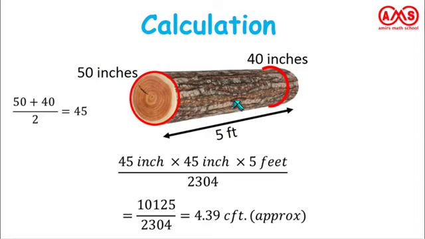So if we have one wood log for which the maximum circumference is 50 inches and the minimum circumference is 40 inches and the wood log is 5 feet long, in that case we can get 4.39 cubic feet wood after sawing.